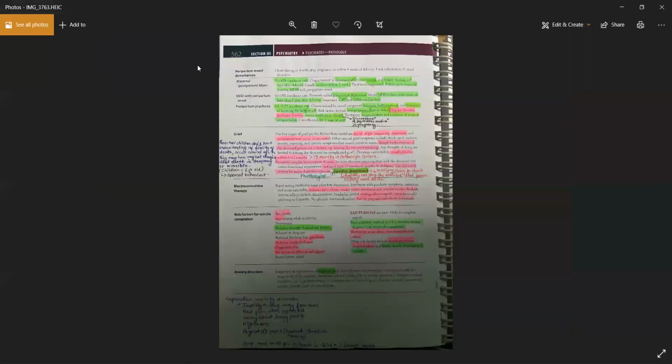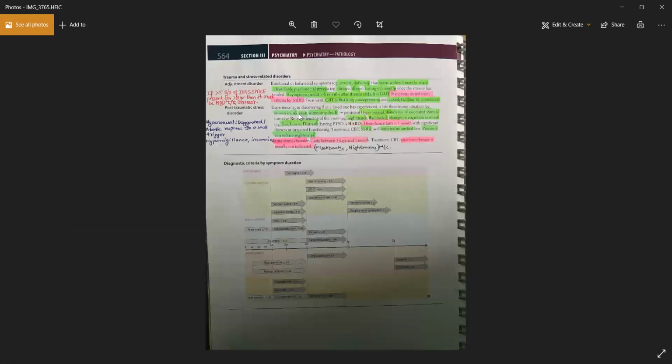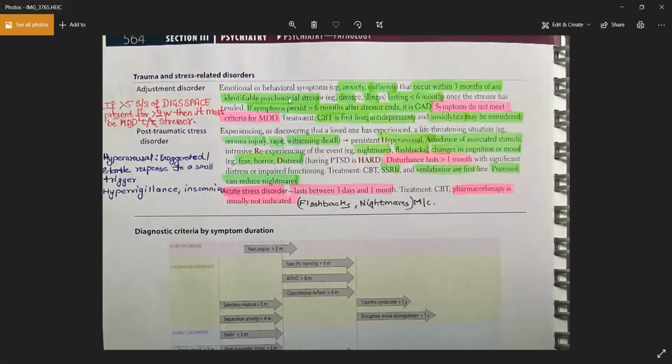Okay, so we are done up to the postpartum disturbances, grief, and all these risk factors for suicide. Now we are about to discuss the anxiety disorders. Before the anxiety disorders, let's discuss the trauma and stress-related disorders first. The first one is the adjustment disorder.